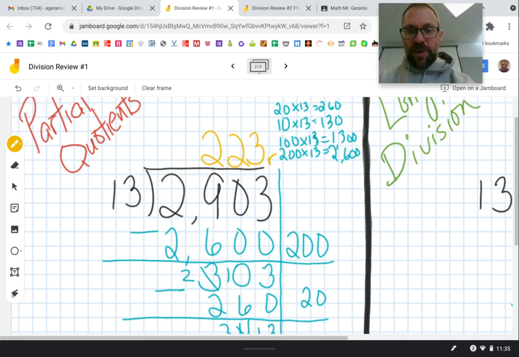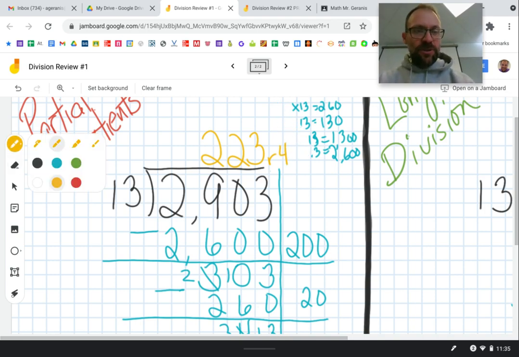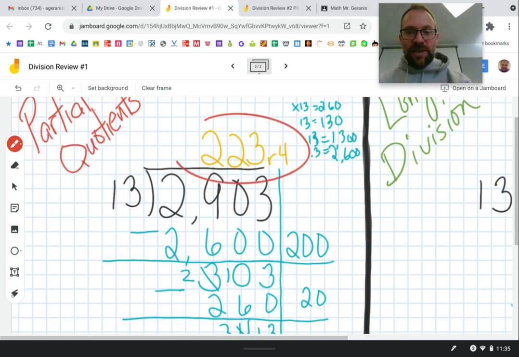223 with a remainder of 4. I'll draw right over that. It's kind of messy. Let me back up here. I think what I'd ask you to do in this situation is to erase some of that. I don't like to erase, but we want to keep things neat. And then we'll circle it in a nice bright red color so we can see that answer.